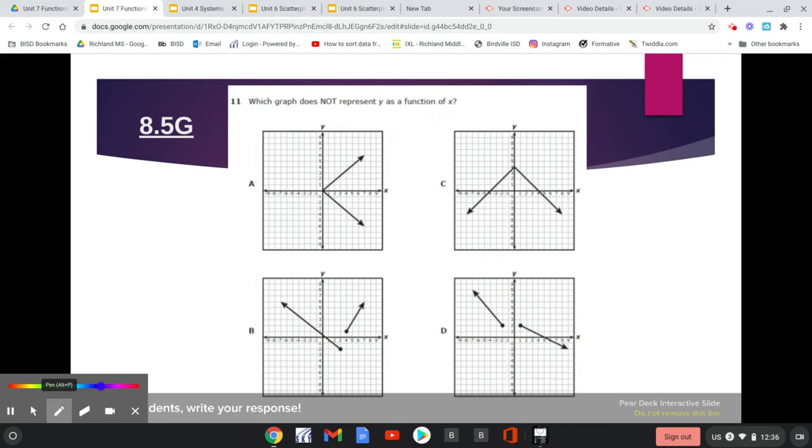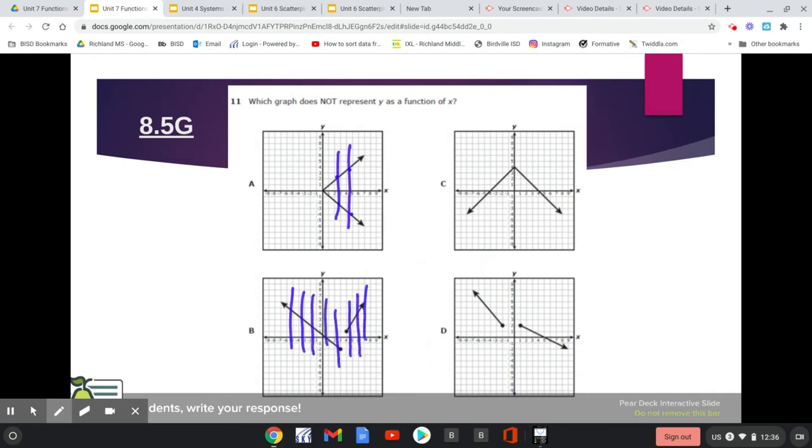So you will do the vertical line test. So let's do that now. So for A, if you draw vertical lines, you can see that it's going to hit the line on the graph twice. So that can't be it. B looks good so far. B looks good.